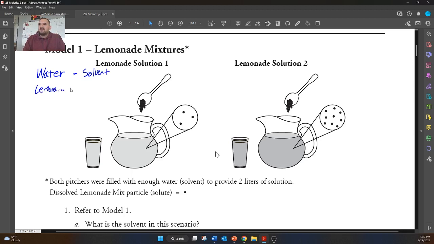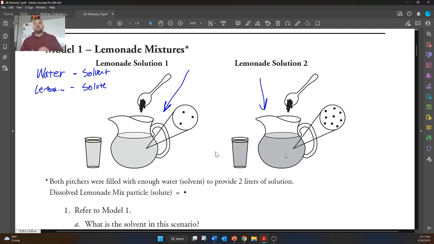I'm just going to dot this. So the lemonade mix, what's that going to be? The solute. So over here we have 2 of them. And you can see that this one's just a little bit lighter than this one. What does that tell us about their concentration? The second one is more concentrated. All right, so what she's saying is this one is more concentrated.